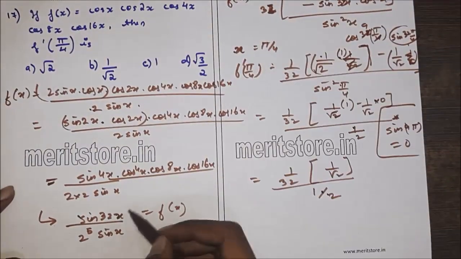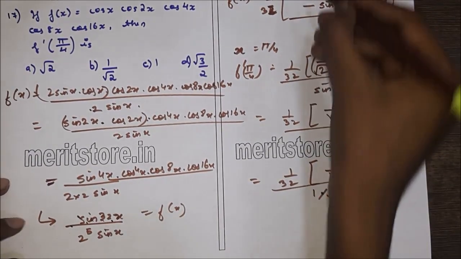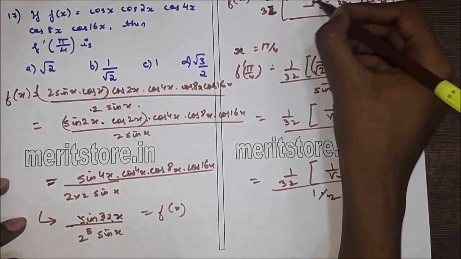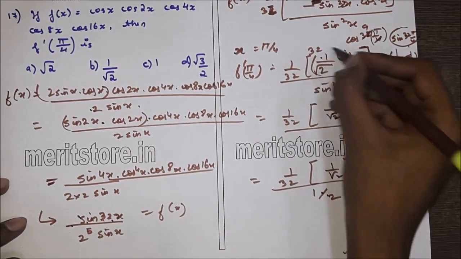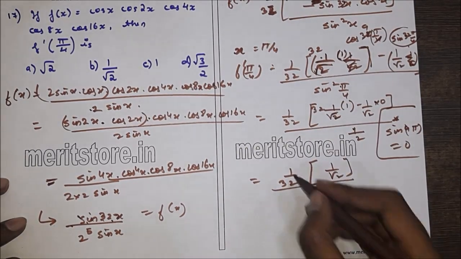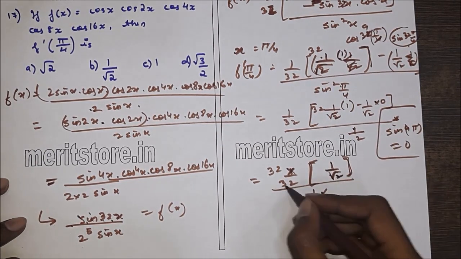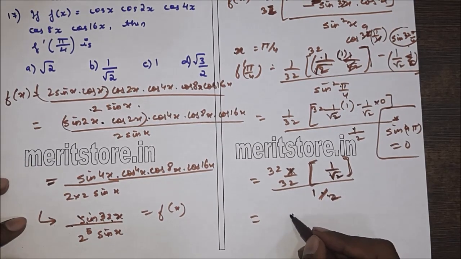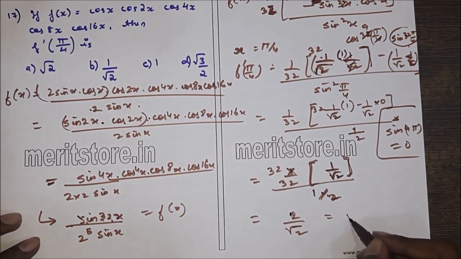Another correction is differentiation of sin 32x is 32 times cos 32x. So we have 32 times here, and again here we have 32 times. So this is 32 times 1 by root 2 into 1. So this is 32 into 32 into 1 by root 2, divided by 32, divided by half. So this is 2 by root 2, which is equal to root 2, which is option A.